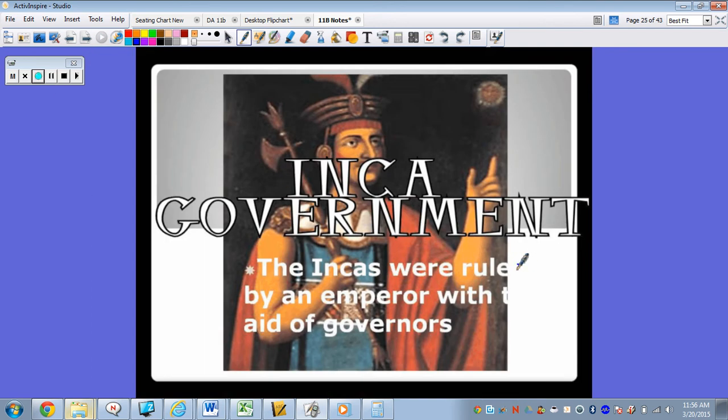Incan government. The Incans are ruled by an emperor with the aid of governors. So we have one central emperor, and then he has help in localities. He has local rulers who represent his will.